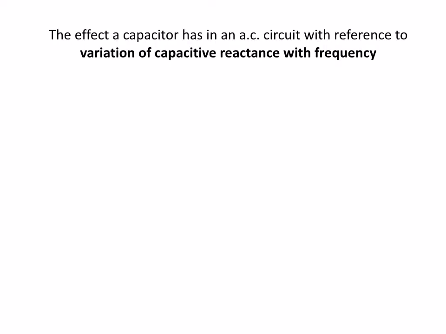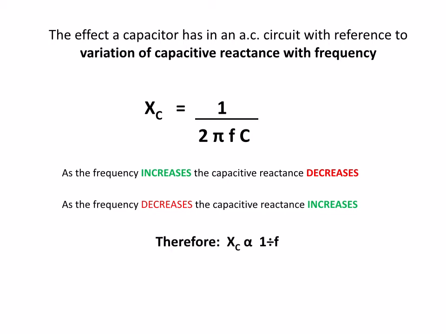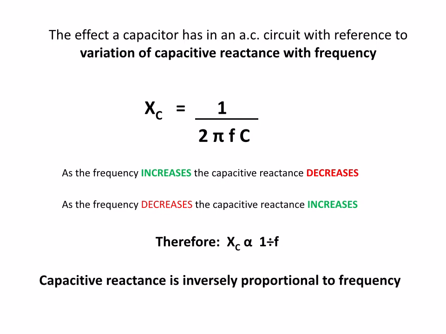The variation of capacitive reactance with frequency. If we look at the formula, it's 1 divided by 2 pi FC. So F is on the bottom of the formula. If we increase the frequency, the capacitive reactance is going to decrease. And if we decrease the frequency, the capacitive reactance is going to increase. So it's proportional to 1 divided by frequency. Capacitive reactance is inversely proportional to frequency.